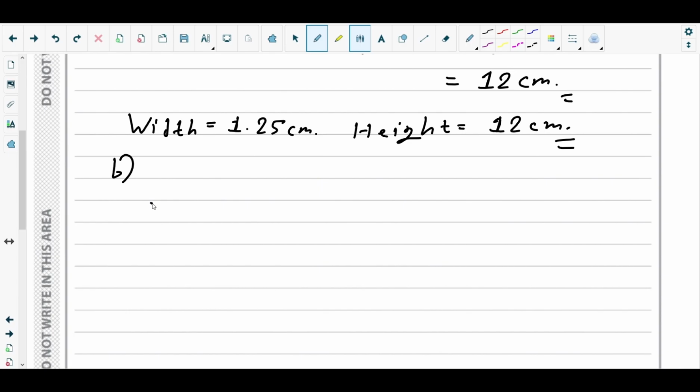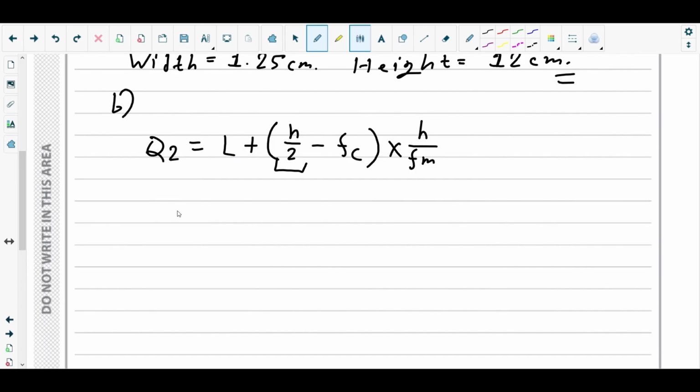That is, we need the Q2, right? Q2 equals, use this formula, L plus n/2, since it is Q2, the median, minus FC, times h/FM. You don't need to write this formula in the exam, just use this sequence, this pattern. L is basically the lower limit of the median class.